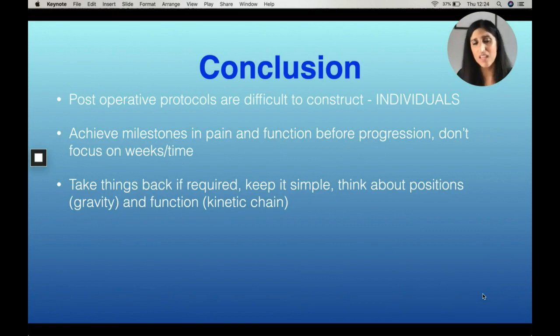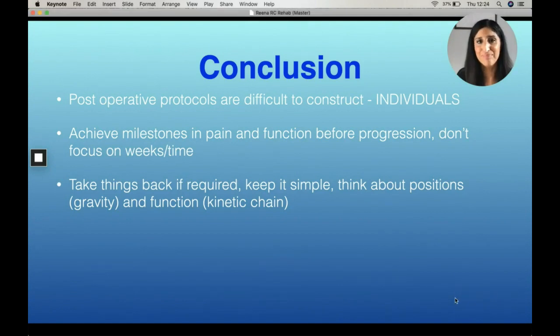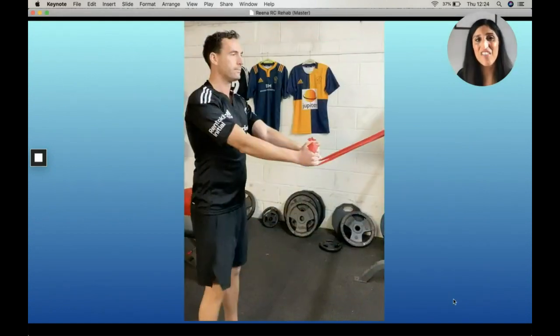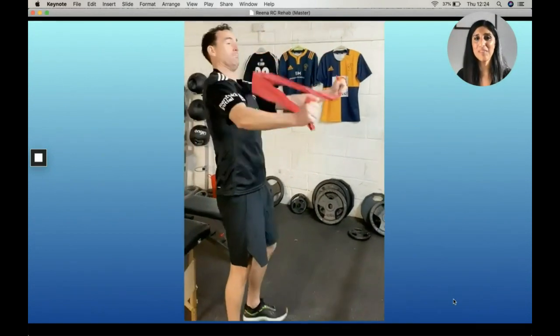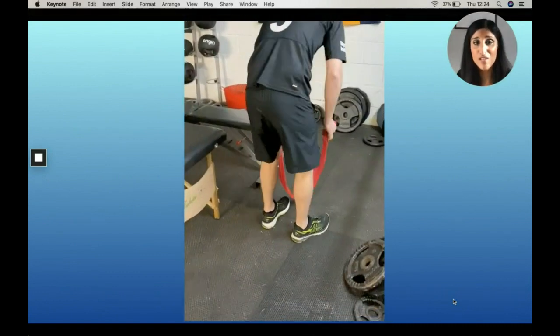Think about gravity, think about function, think about other ways that you can get the kind of movement that you want out of this patient's limb. And then finally, I thought I'd leave you with this clip on how to not rehab someone's cuff following rotator cuff repair. Thank you for listening.